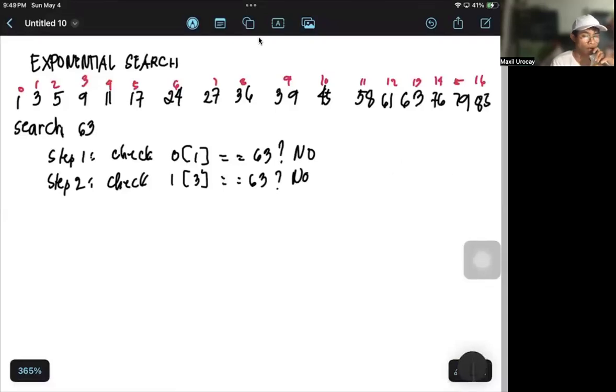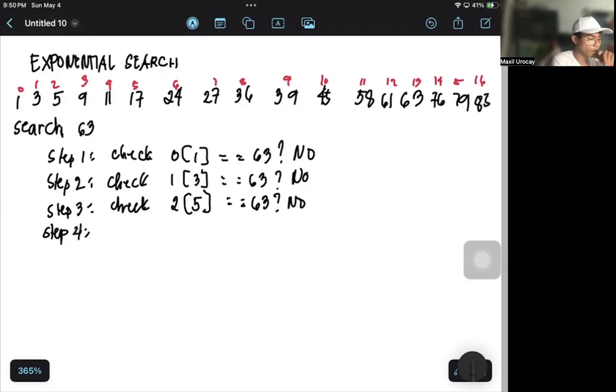Okay, we will be going step by step through the process here then. So for this one right now, step 3, check 2 times 1. 1 times 2 is equal to 2. And what is at index 2 right now? That is 5. So I have to compare 5 with 63. Is it equal to the 63? No.